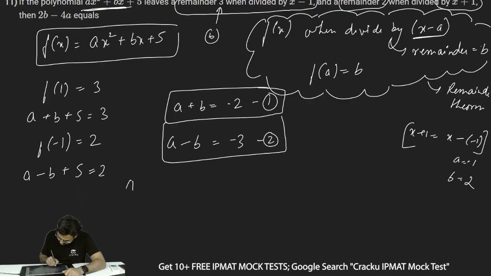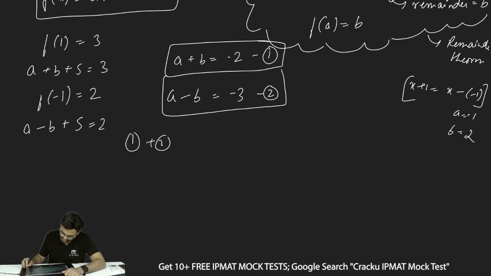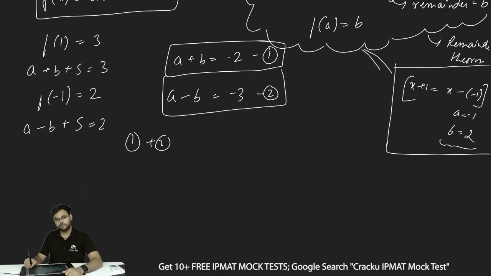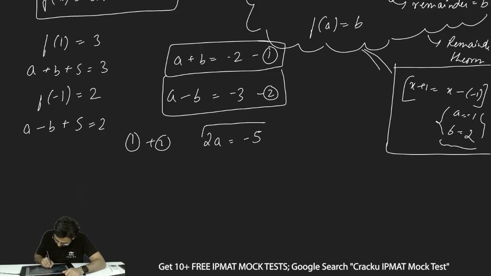Now if I add equation 1 and equation 2, what will I get? You can just ignore this part. This a and b are different, I took the example of the remainder theorem, so this a and b are different from this a and b. So if I add equation 1 and equation 2, I'll get 2a is equal to minus 5, or I can write a is equal to minus 2.5.